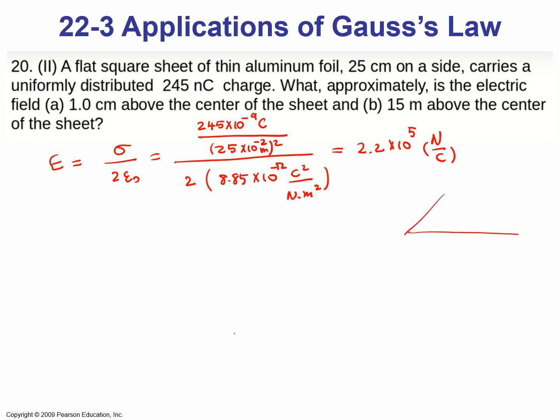Okay, so if this is the sheet, this is the charge, and this is very close, 1 centimeter above the center of the sheet, and the charge of the sheet is positive, so the field is upward. For part B, this was part A. For part B, when we are farther away from the surface and we are 15 above the surface at this point, we can approximate it as a point charge.